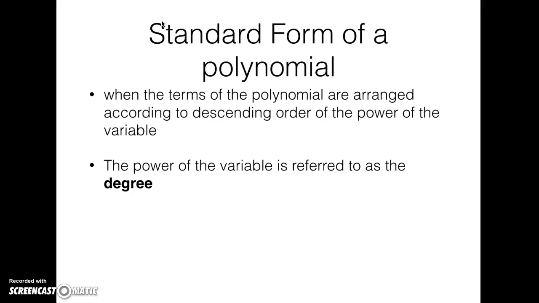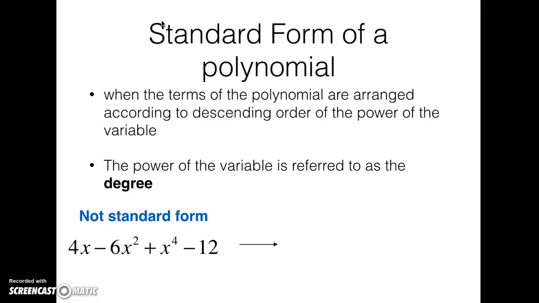Standard form of a polynomial happens when the terms of a polynomial are arranged according to descending order of the power of the variables. The power of the variable is referred to as the degree of the polynomial. The example we started with, 4x minus 6x squared plus x to the fourth minus 12, is not in standard form because they are not arranged according to the powers.